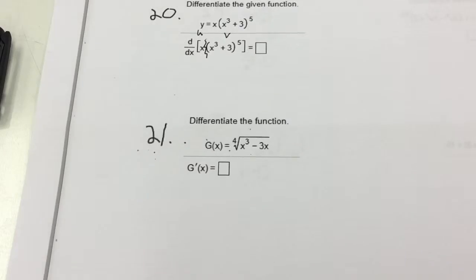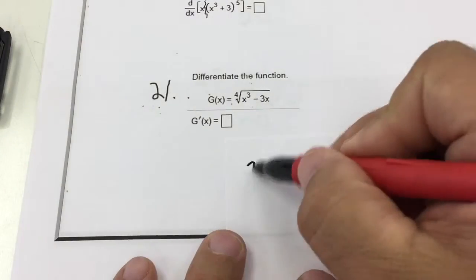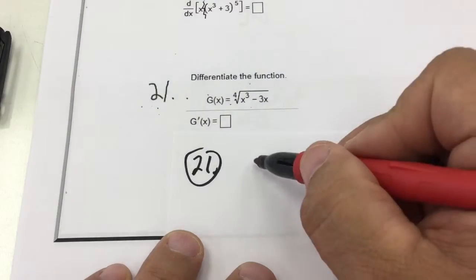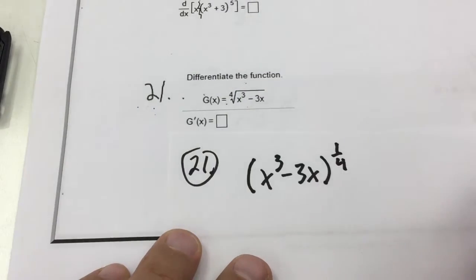Number 21 is a radical, but not a square root. So there's no short move on this. We actually have to rewrite it. So for 21, I'm going to rewrite the 4th root as a quantity, (x cubed minus 3x) to the 1/4 power.